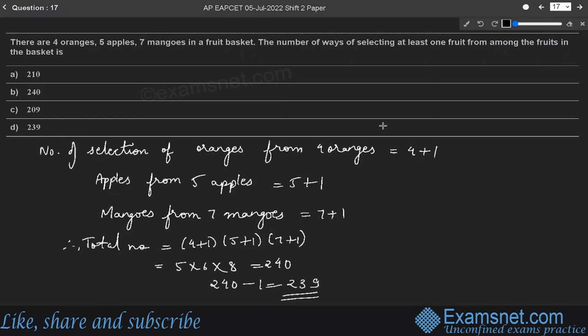We have excluded one selection because we know that in the selections, one will not contain any fruit. Therefore, excluding one, the answer becomes 239. So option number D is the correct answer for this question.